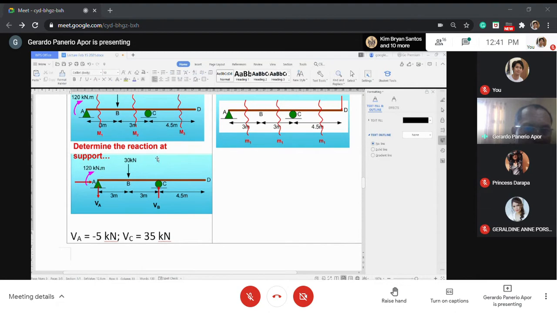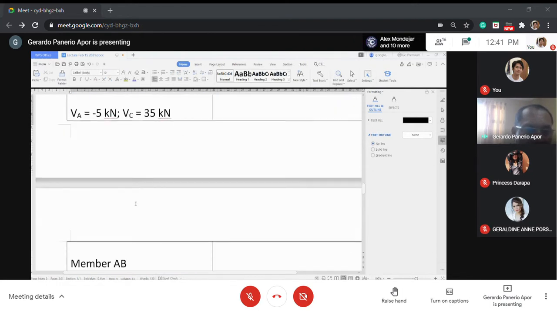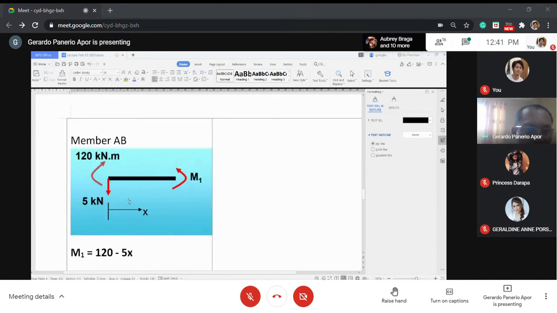Okay, we have already determined the reaction. Now my objective here is to determine M1 or MAB, whatever, or sometimes you call this M subscript DC, M3, sometimes you call it subscript CD. The goal is to determine all these moments by considering either the left or right equation. So if I'm going to determine member AB, this is what happened.